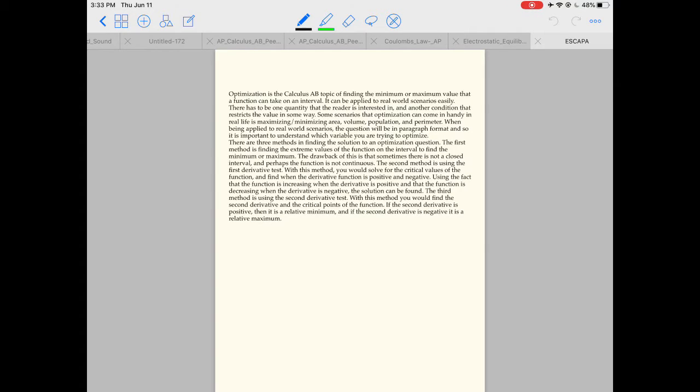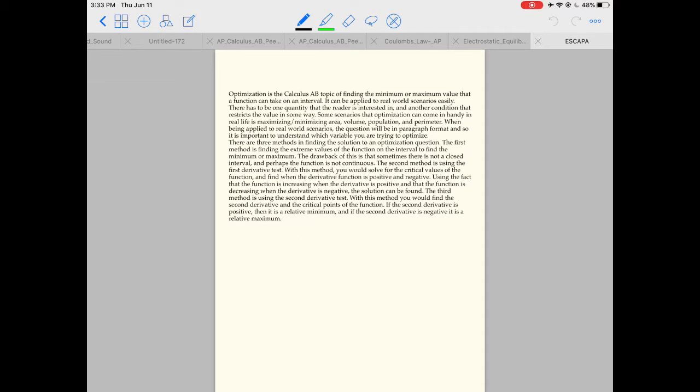The one drawback of this is that sometimes there isn't a closed interval, and perhaps when you differentiate, the function isn't continuous. The second method is using the first derivative test. With this method, you would solve for any critical values of the function and find when the derivative function is positive and negative. Using the fact that the function is increasing when the derivative is positive and decreasing when the derivative is negative, the solution can be found.